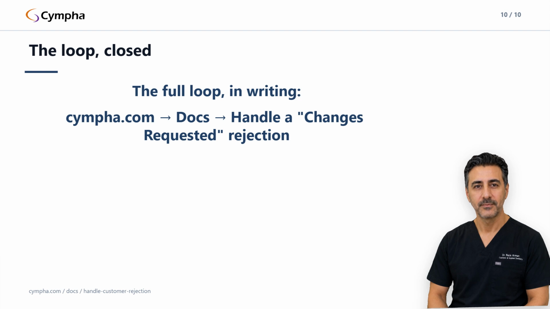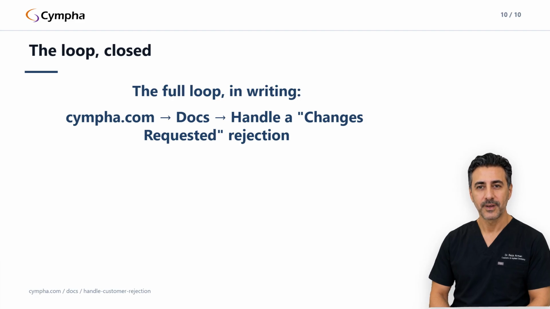That's the rejection loop. Spot the rose badge, read the feedback where it actually lives, the chat for most categories, the structured file for aligners, redesign against it, and resubmit through the same approval flow as round 1. Run it a few times and it stops feeling like a setback and starts feeling like what it is, the quality gate doing its job.